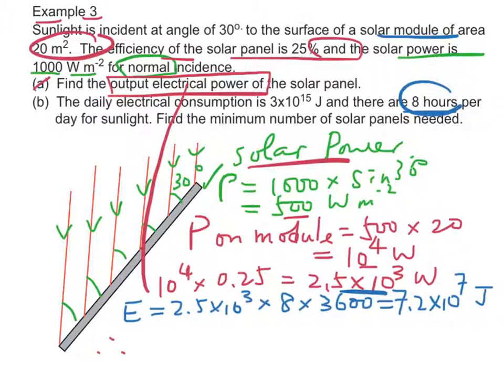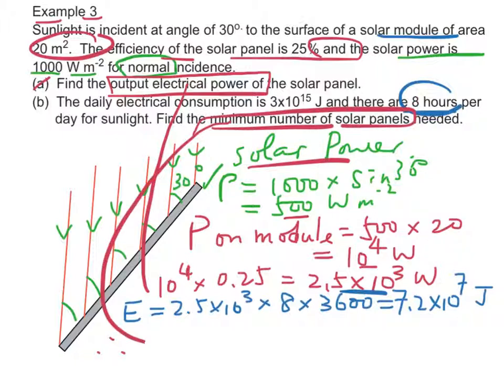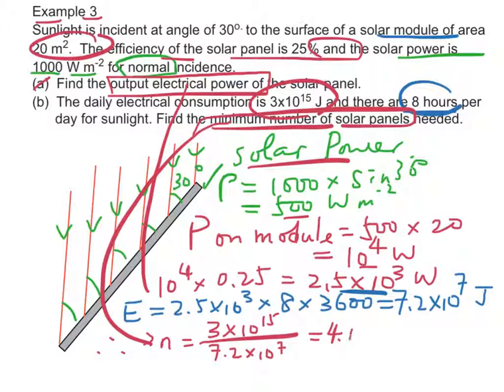Therefore, the minimum number of solar panels N is equal to 3 times 10 to the power 15 over 7.2 times 10 to the power 7, equal to 4.17 times 10 to the power 7.